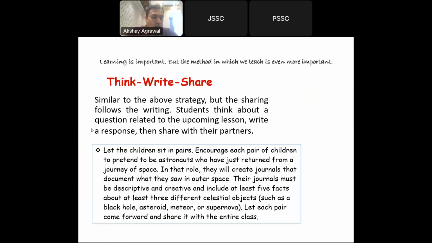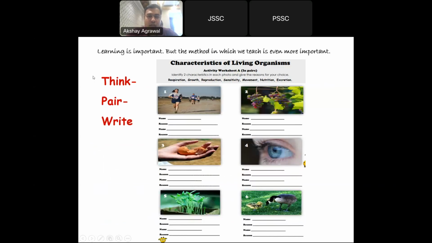Next, we are talking about think, write, and share. Similar to the one which we just talked about, we can allow our students to think on a particular thing, write about that, and then share about it. Rather than just trying to bring it out from our side, we can give them some topics to write on. We can ask them to sit in pairs, write what happened, and then share it to us. So that was the same thing we just did in the previous one, as you can see, think, write, and share.